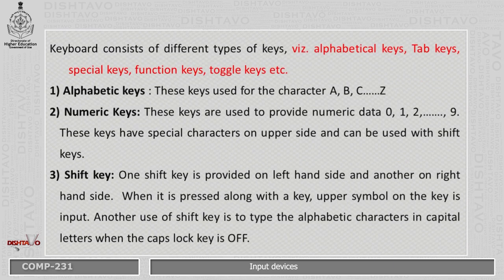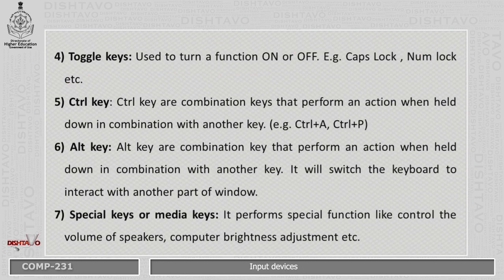QWERTY. The keyboard consists of different keys like alphabetical keys, numeric keys, shift keys, toggle keys, function keys, etc. Alphabetical keys are the alphabets from A to Z. Numeric keys are 0, 1, 2 up to 9. Next is the shift key. There are two shift keys on the keyboard, one on the left hand side and one on the right hand side. Next, toggle keys are used to turn on or turn off functions like caps lock or num lock.